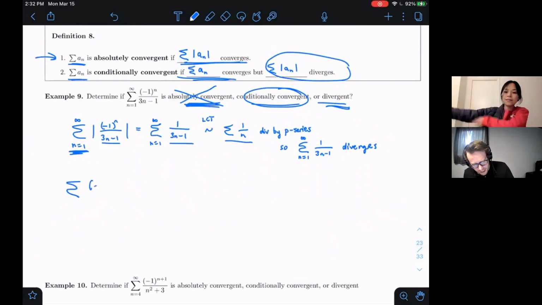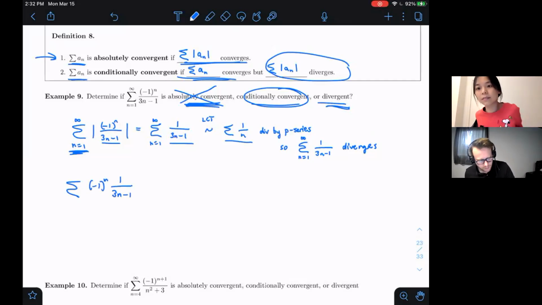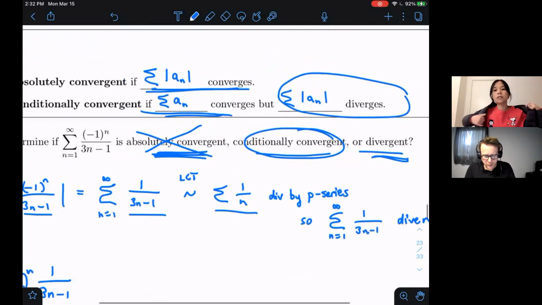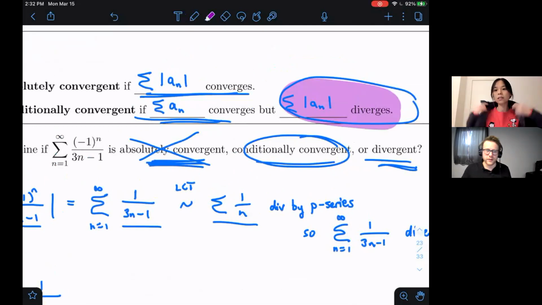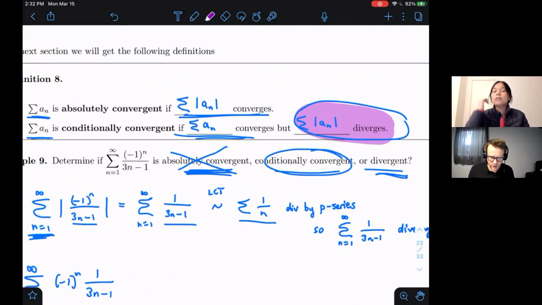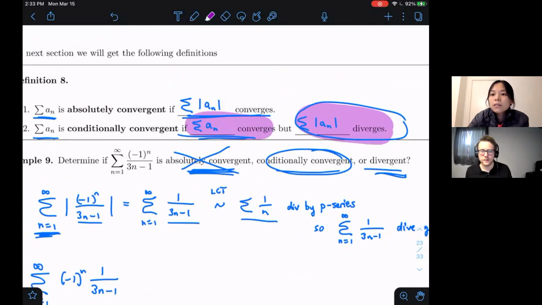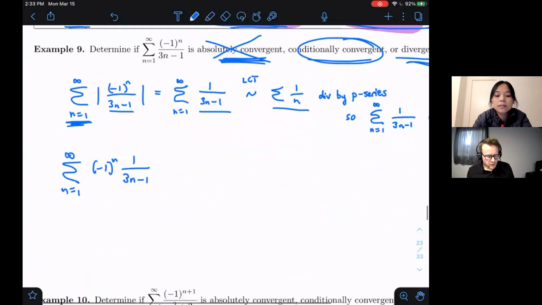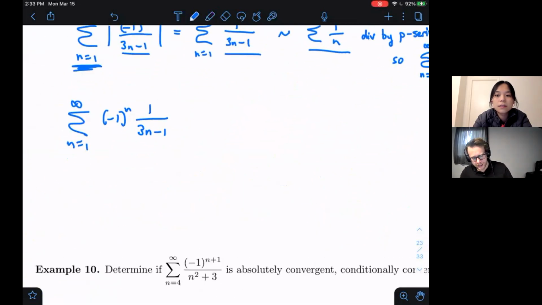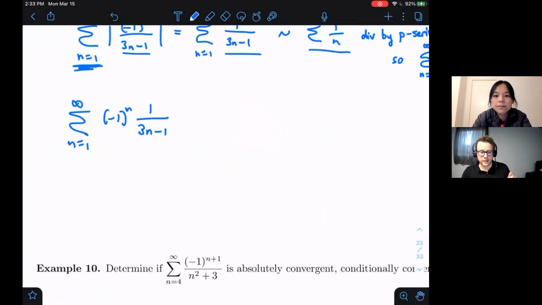So again, we're going to be checking here our original series. We've already shown this part of the conditionally convergent. Now we're going to try to show this bit: if you just look at the regular old series, that this should converge. So, okay, let's go ahead and check this. And I claim that it will converge because of the alternating series test.